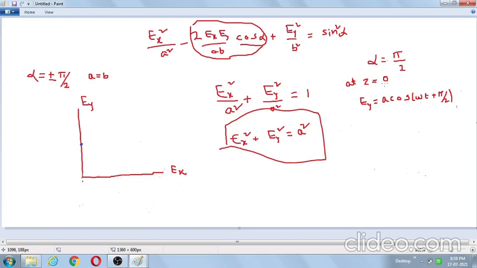Here z is equal to 0, so obviously beta z is equal to 0. So cos omega t minus beta z, here minus beta z is equal to 0, plus alpha. Alpha is equal to plus 90 degrees, so plus pi by 2. Instead of B, here A is substituted, because of the condition A is equal to B. So Ey is equal to A into cos 90 plus theta, and cos 90 plus theta is equal to minus sine theta. So this vector is shifted to a negative value. Here Ex is as it is, A cos omega t at z is equal to 0.